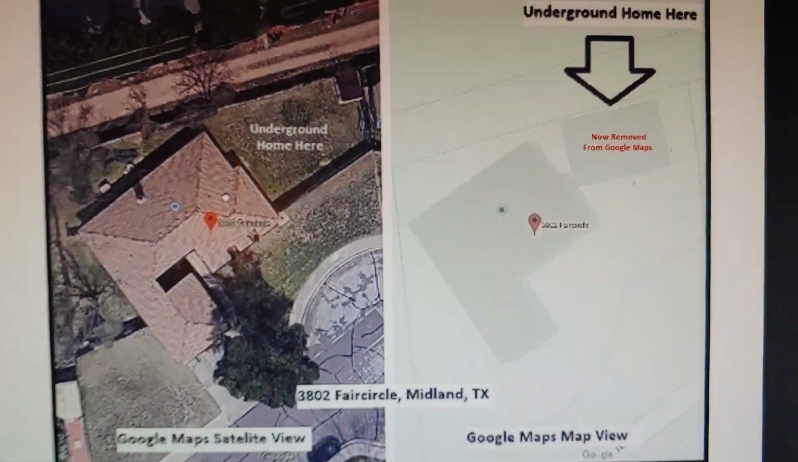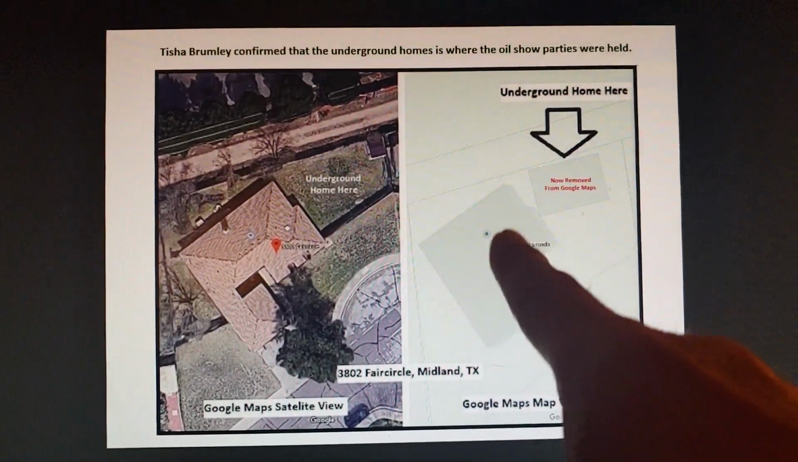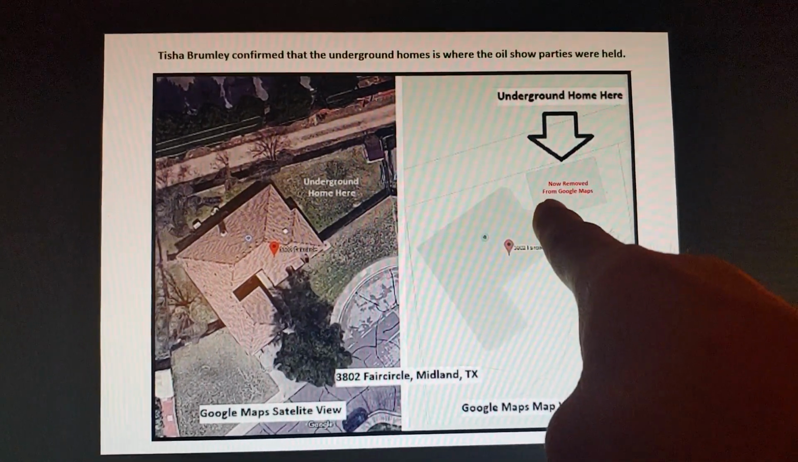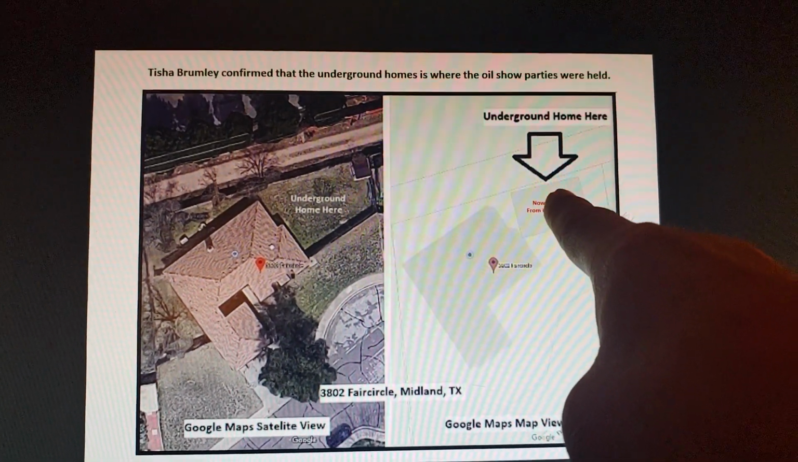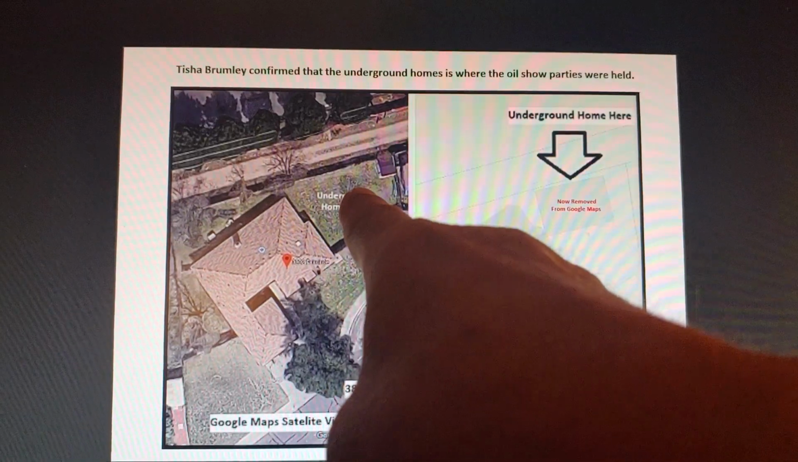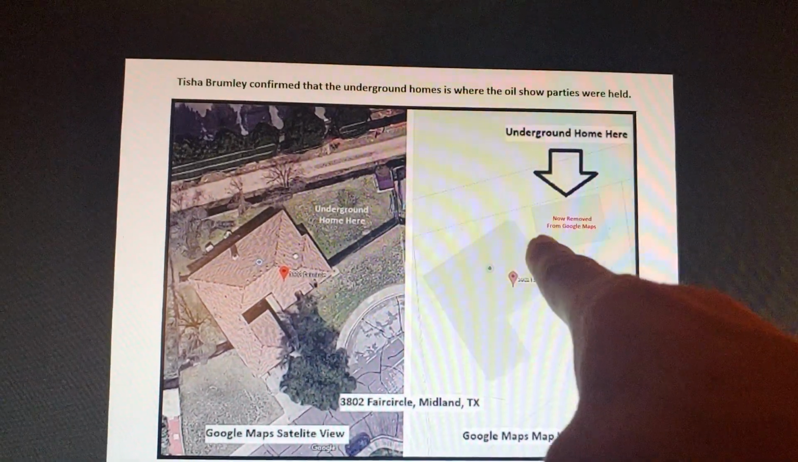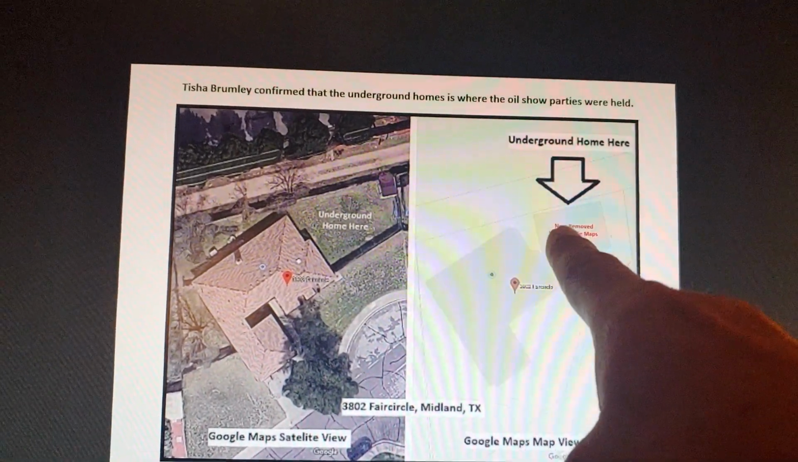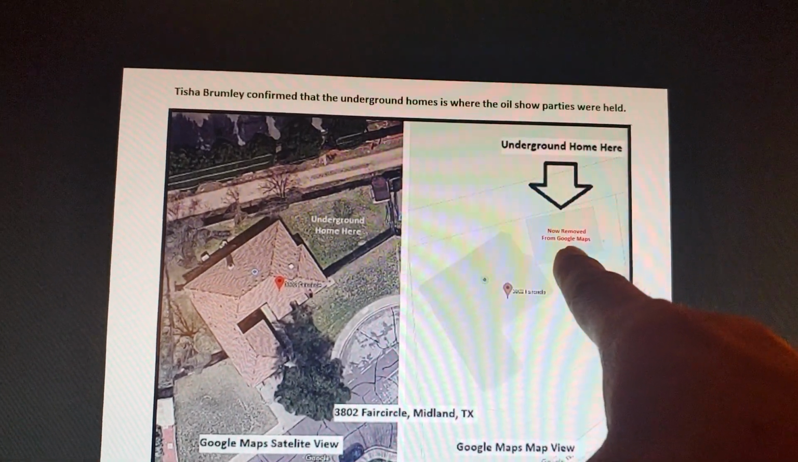And what you would see on the map screen, the block screen here, you would see a large building in my backyard. But when you switch to the satellite screen, you wouldn't see it. So that's what told me this was an underground building or a bunker. This is one of the 4 underground homes right here.